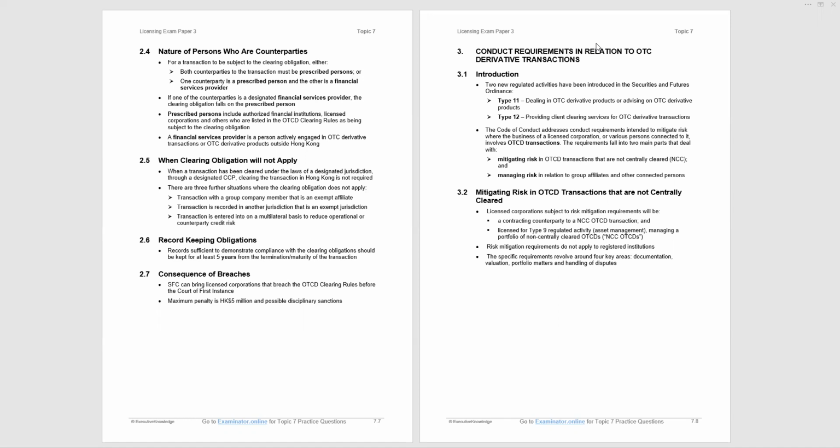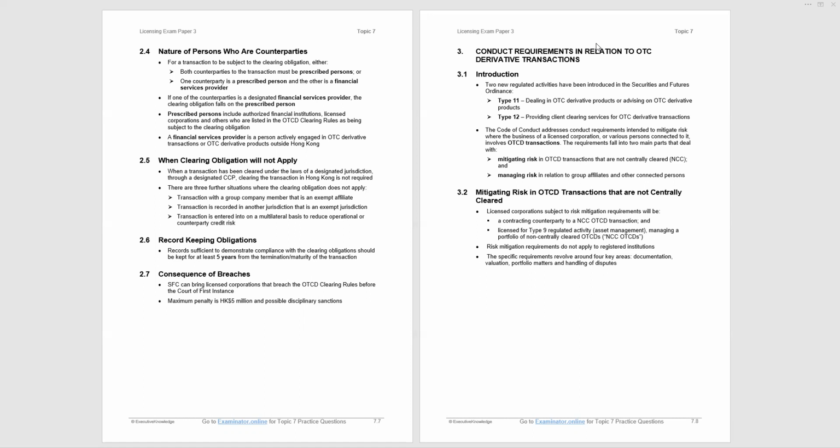So paragraph 3.2, mitigating risk in transactions, OTCD transactions, are not centrally cleared. The requirements will be a contracting counterparty to OTCD transaction and licensed for type 9. So these are the two that would be subject to these requirements. Risk mitigation requirements do not apply to registered institutions, do not apply to banks. The specific requirements revolve around, here we go, this is the crux of it, 4 key areas: documentation, valuation, portfolio matters, and handling of disputes.